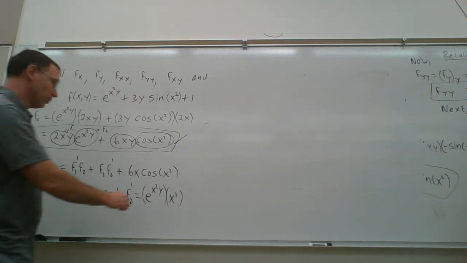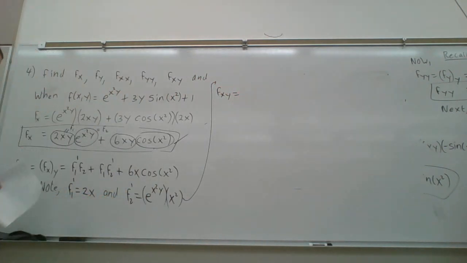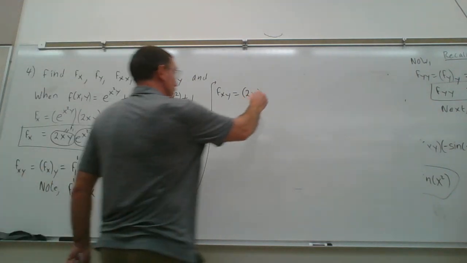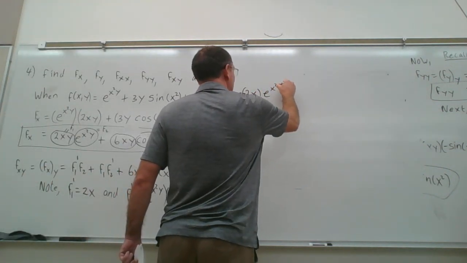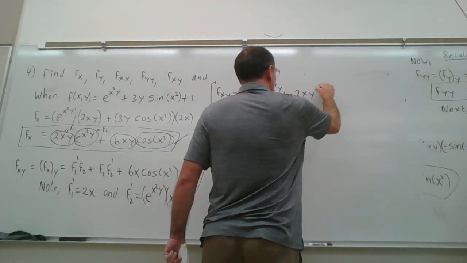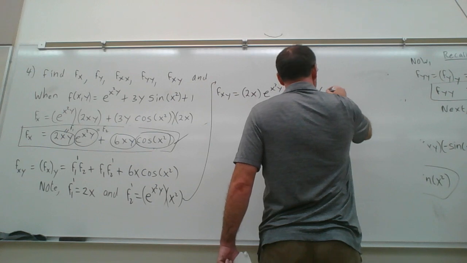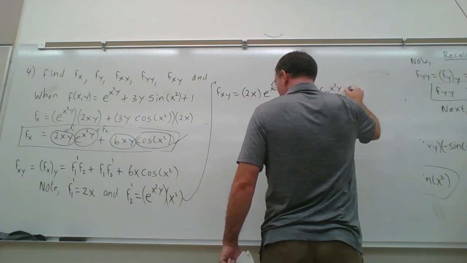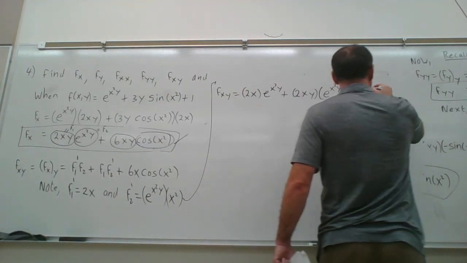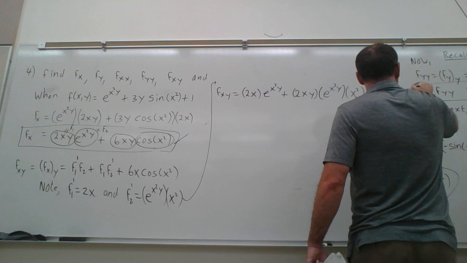So making these substitutions, we'll have then fxy will be f1 prime, so it'll be 2x times f2, so it'll be e to the x squared y plus f1, so it'll be 2xy, 2xy times f2 prime, so this is f2 prime here, so it'll be e to the x squared y times x squared. Then plus the 6x cosine of x squared.